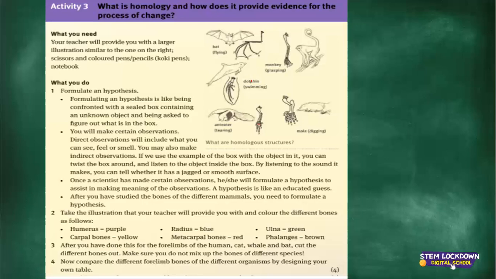And after you have studied the bones of the different mammals, you need to formulate a hypothesis. So we're going to look at homology, trying to prove what homology is and how it provides evidence for the process of change. Remember we said we will study different structures of different organisms and see which structures they have in common, and how the similarities in those characteristics prove or show that they serve as evidence of evolution.